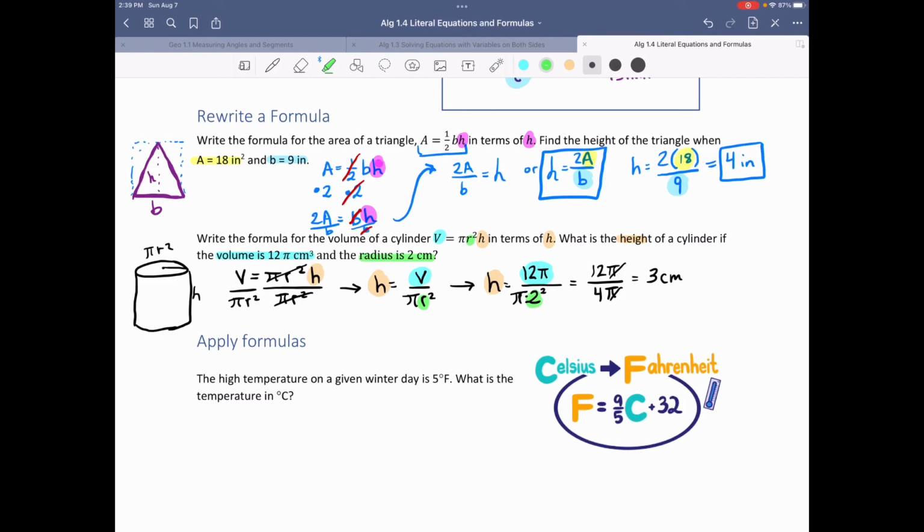Applying formulas. This one is going to come up a lot in science. The temperature on a given winter day is 5 degrees Fahrenheit. What is the temperature in Celsius? And so I gave you the formula in Fahrenheit. We want to figure out the formula in Celsius. So let's write that formula. Fahrenheit equals 9/5 Celsius plus 32. We want to solve for Celsius.